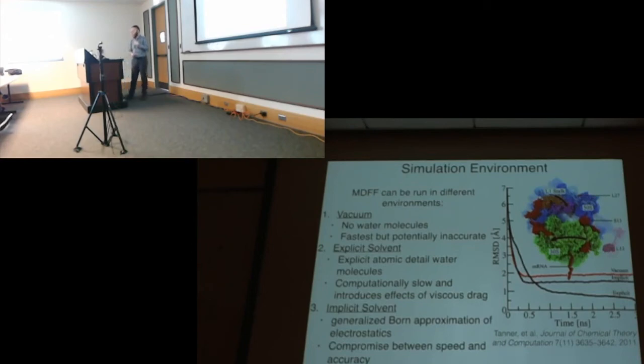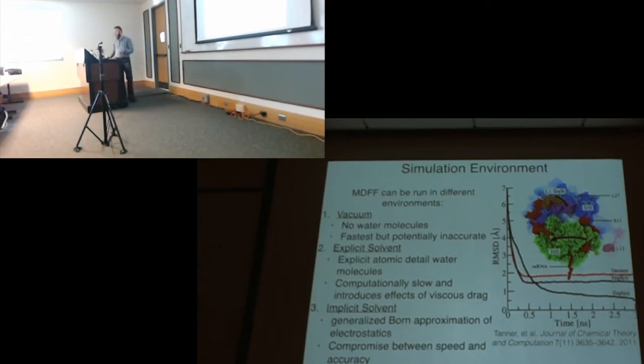And so we have a trade-off. We can actually use implicit solvent where we approximate the electrostatics of the water molecules instead of putting them in explicitly, and sort of a compromise between the vacuum simulations and explicit solvent. So you can see that the implicit solvent converges quite quickly, basically the same amount of time as vacuum because you don't have the viscous drag, but it's a little bit more accurate than just doing a vacuum simulation.